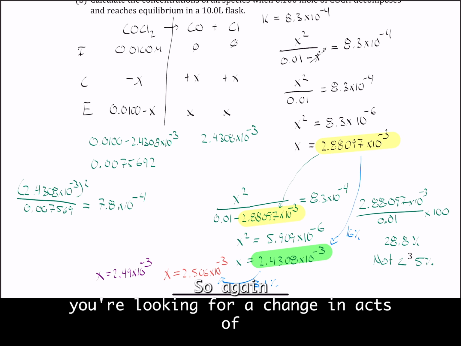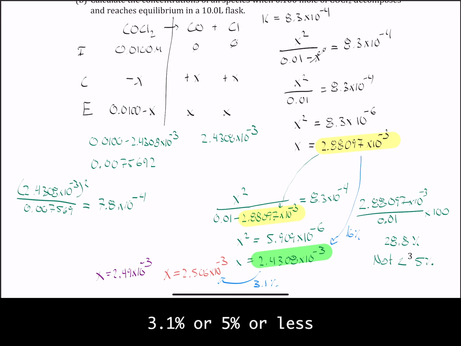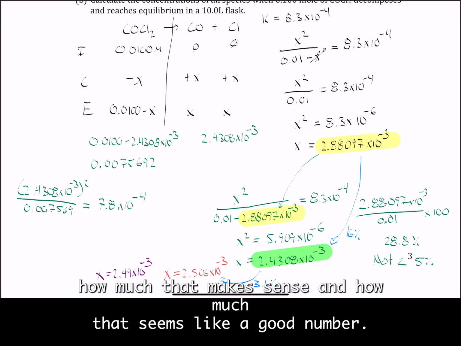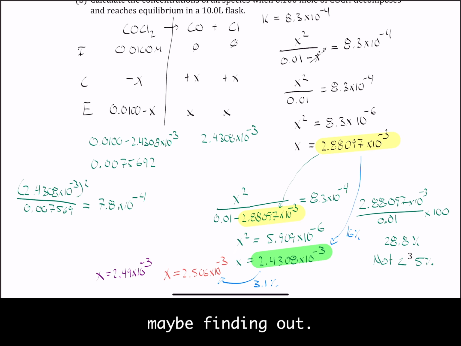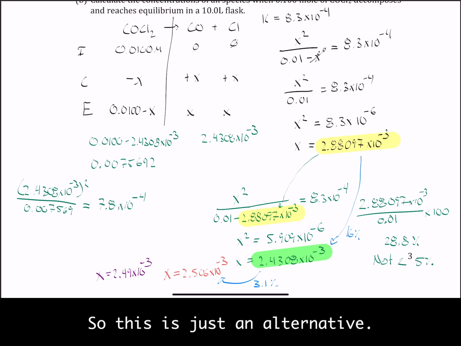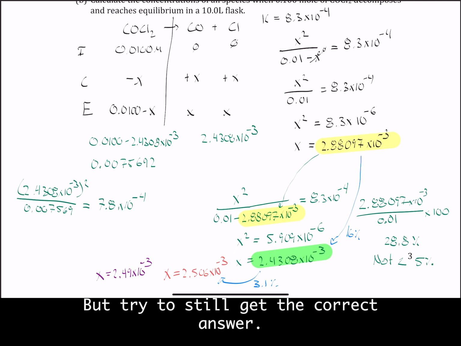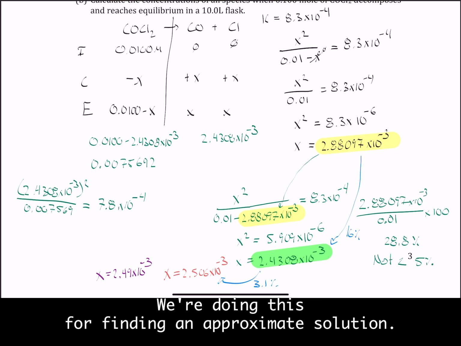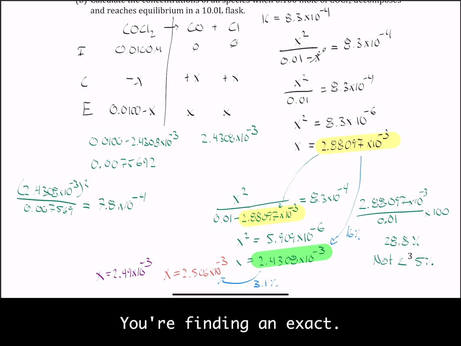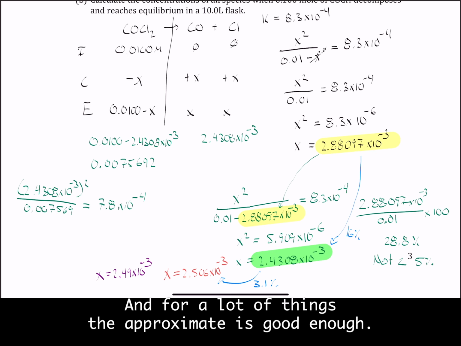So again, you're looking for a change in X of 3.1% or 5% or less. And that got us to a good approximation. So it's kind of up to you how much that makes sense and how much that seems like a shortcut and how much that seems like a lot of messing around. So this is just an alternative to quadratic. But quadratic formula will still give the correct answer. When we're doing this for finding an approximate solution, when you do the quadratic formula, you're finding an exact. And for a lot of things, the approximate's good enough.